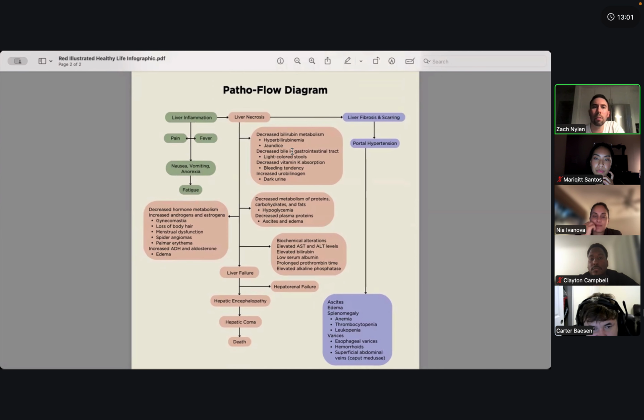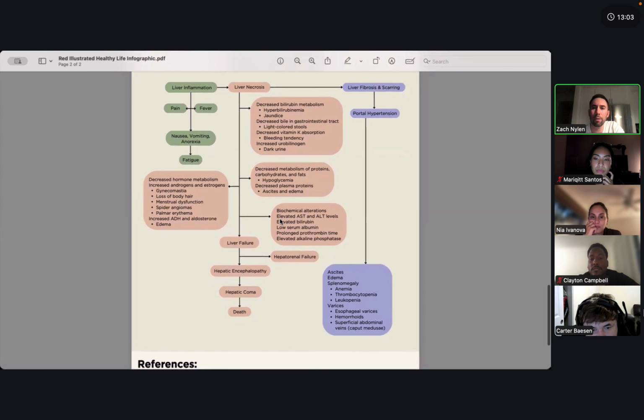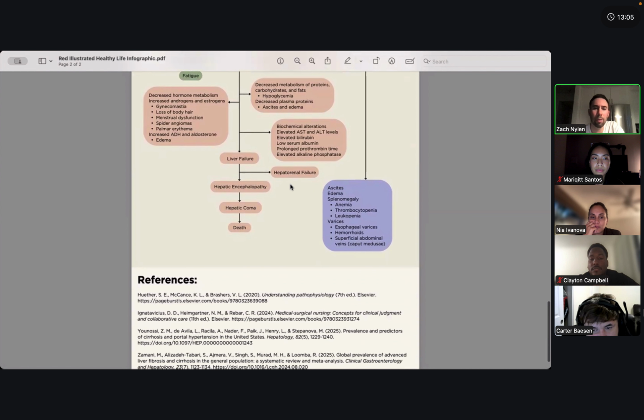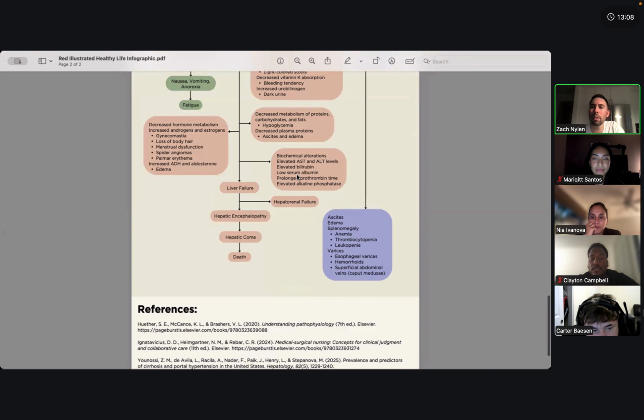So that is kind of the patho diagram for how that progresses. And then lastly, we have our references down here. That's all.